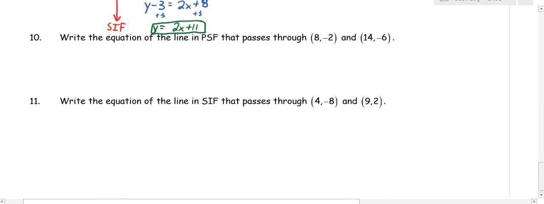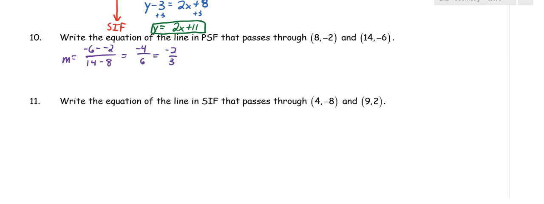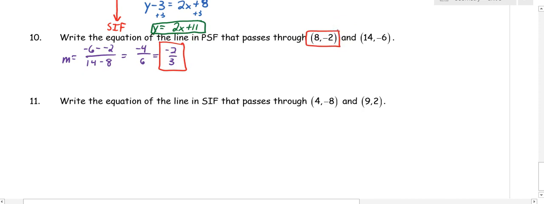Number 10, write the equation of the line in point slope form that passes through the points 8, negative 2, and 14, negative 6. So this time we don't have the slope, so before we can write our equation, we need to find the slope. So we're going to do y2 minus y1 over x2 minus x1, which gets us negative 4 over 6, which reduces to negative 2/3. Now for point slope form, we need the slope, and we can pick either point. So I'm just going to pick the first point. So when I write my equation, y minus the y coordinate, but because it's negative, it will become plus 2, equals our slope times x minus the x coordinate.